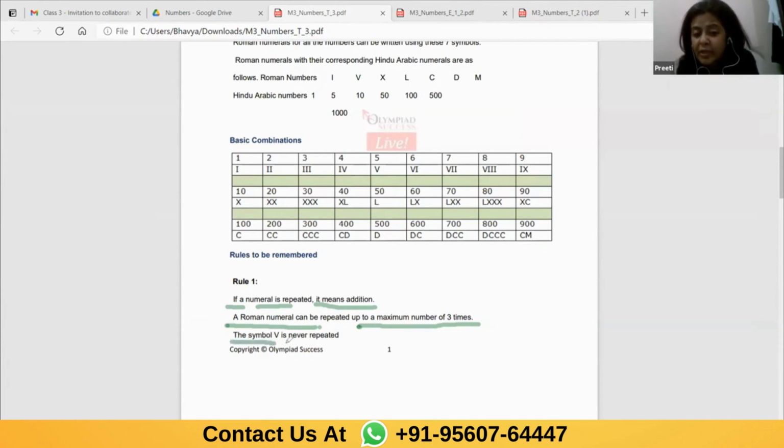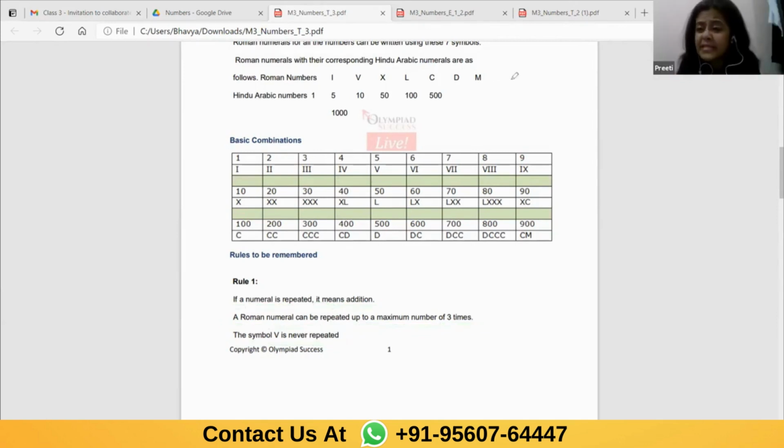Another very important thing, you can never repeat the symbol V. Again, there is a barrier. You can repeat I up to 3 times, but you can't repeat V even twice. Repetition of V is not allowed. You can't write VV. No. You can't write VVV. No. That's wrong. That doesn't come under the rule. So repetition of I is allowed up to 3 times. Repetition of V is not at all allowed. And repetition of X is also allowed up to 3 times. Is this much clear, everyone? Yes, ma'am.